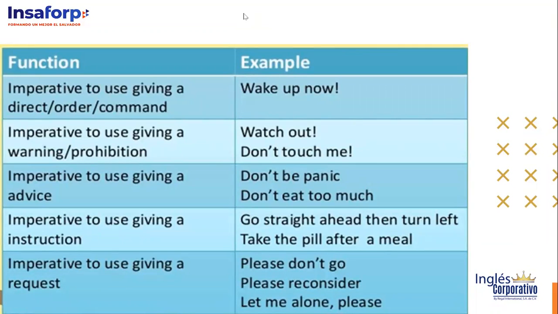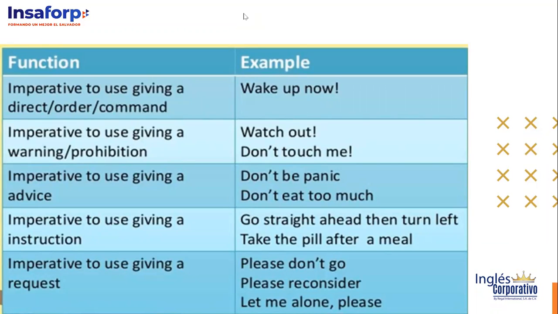Alrighty, Berosli, continue with the next imperative. When do we use imperative? Actually, you are going to read the previous one. Imperative to use, giving an instruction. Ah, okay. Sorry. Imperative to use, giving an instruction. Example: go straight ahead, then turn left.